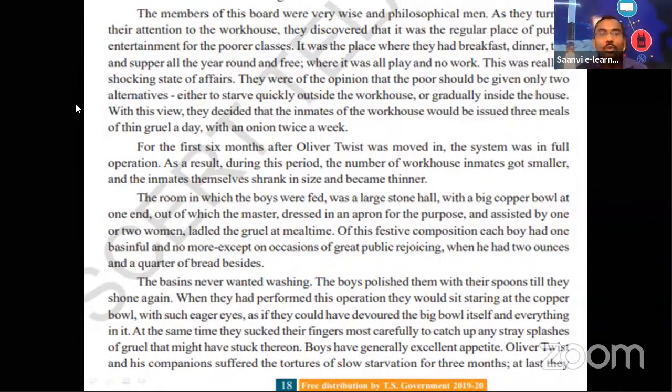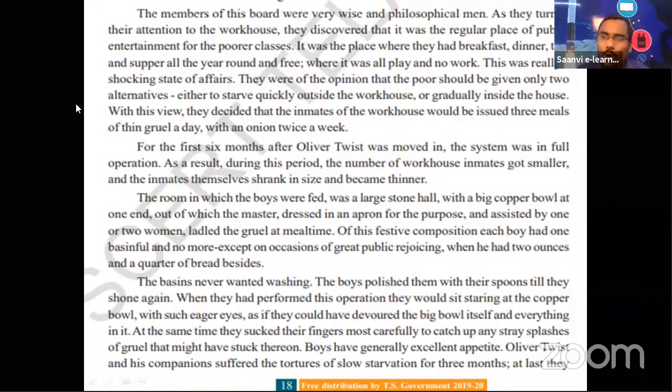Next paragraph. The room in which the boys were fed. It means the boys were given food. The boys were given thin gruel. Was a large stone hall. The hall was built with very, very big stones. With a big copper bowl at one end. There was one copper bowl you can observe at one end.